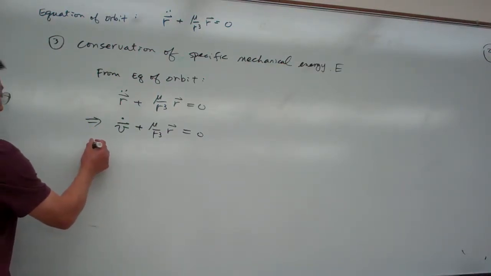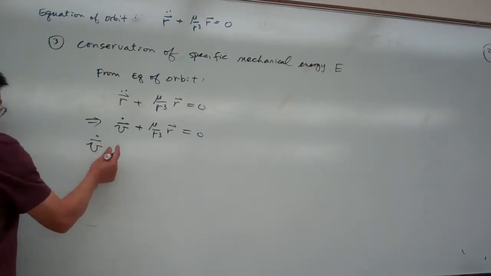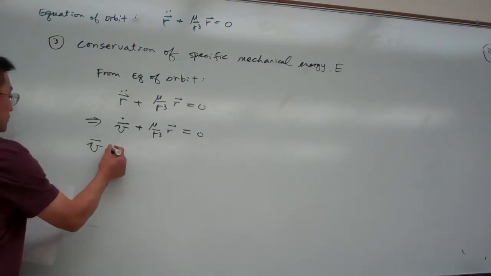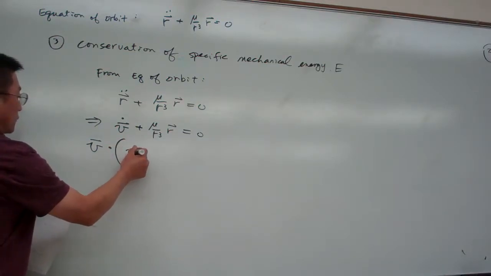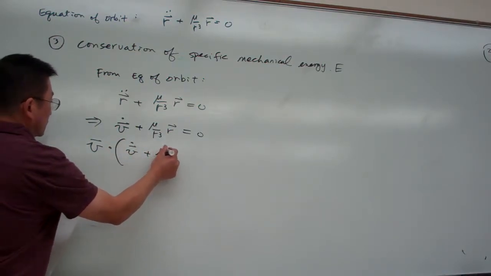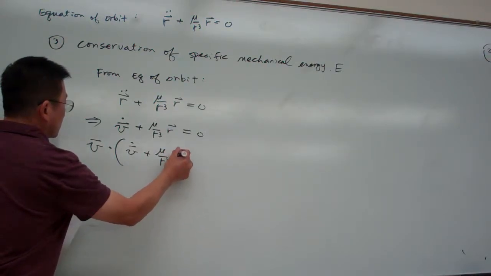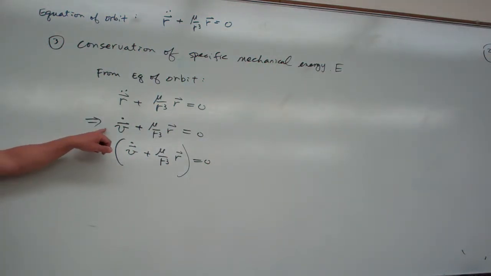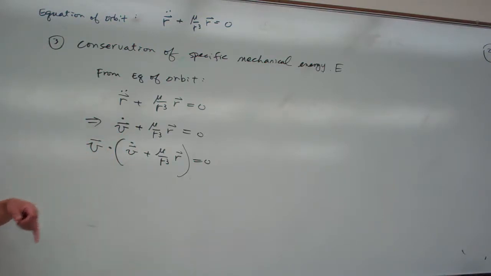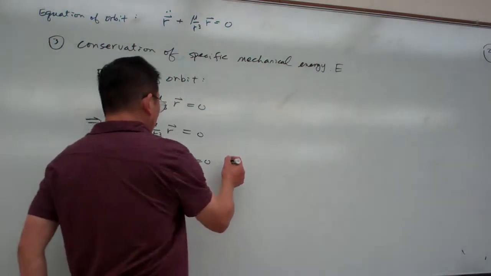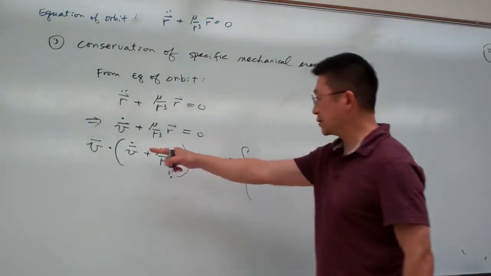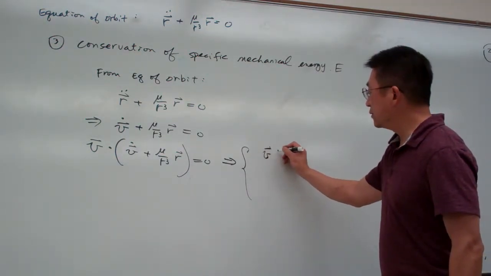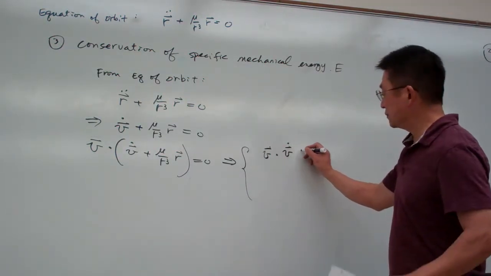So now I want to take the v dot product with the equation of the orbit, and we see what happens. Again, I simply take the inner product of these orbital equations with the velocity. So basically here we have this one equation. We have two terms on the left hand side. One is v dot v dot.